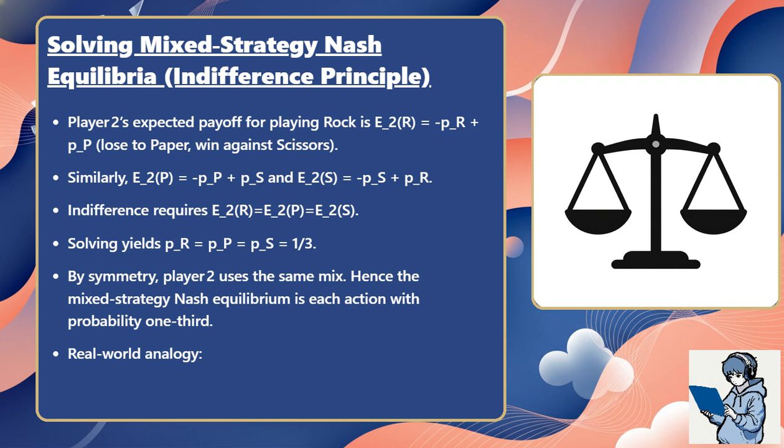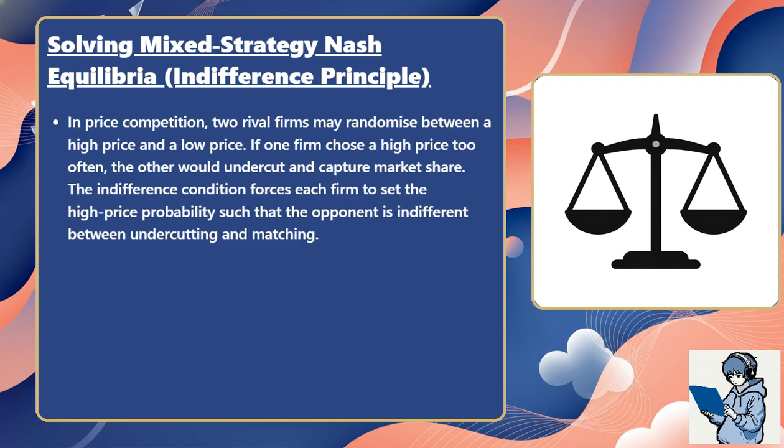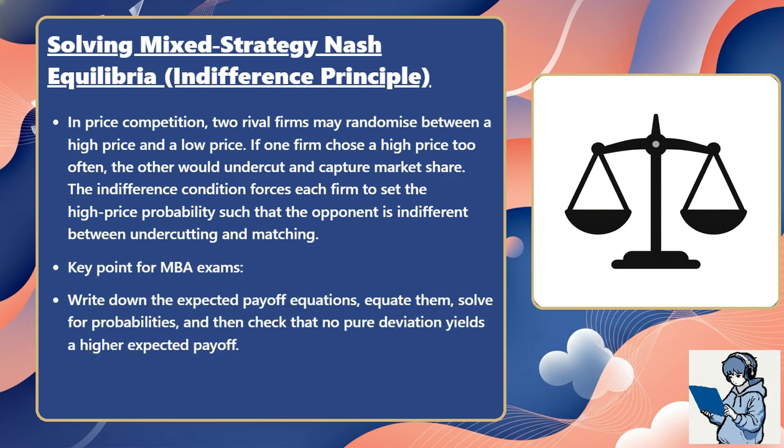Real-world analogy: In price competition, 2 rival firms may randomize between a high price and a low price. If one firm chose a high price too often, the other would undercut and capture market share. The indifference condition forces each firm to set the high price probability such that the opponent is indifferent between undercutting and matching. Key point for MBA exams: Write down the expected payoff equations, equate them, solve for probabilities, and then check that no pure deviation yields a higher expected payoff.